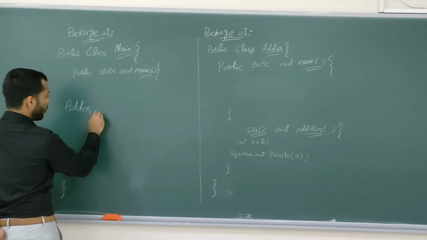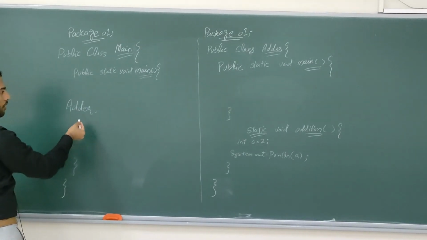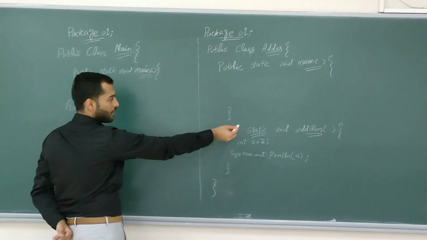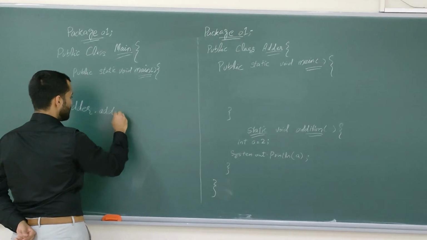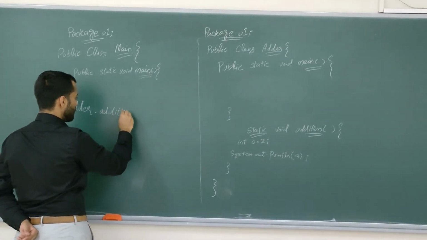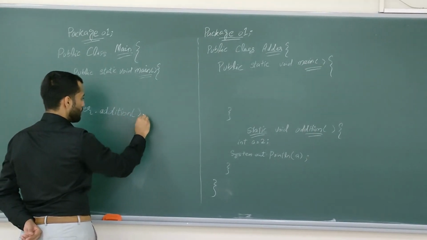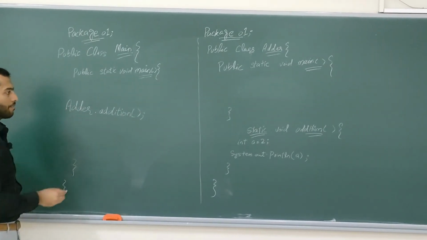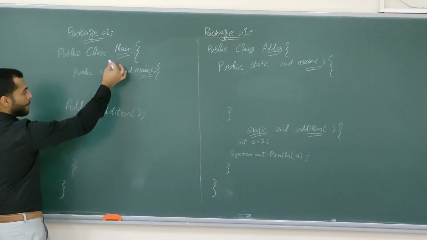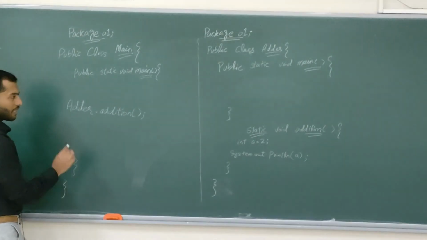And then I will put the dot. When I put the dot, this thing is already static, so I can access it here, the addition method. So, just by saying this thing. So this is called static. But that was a separate class, right? Here, that was a separate class.